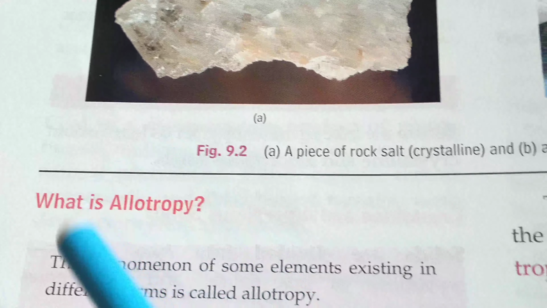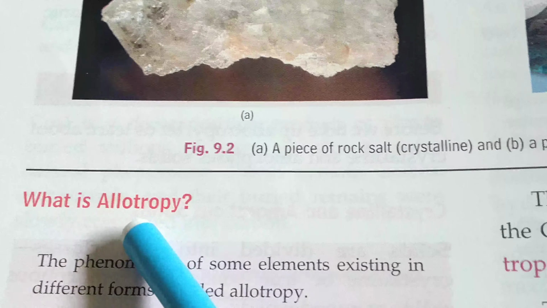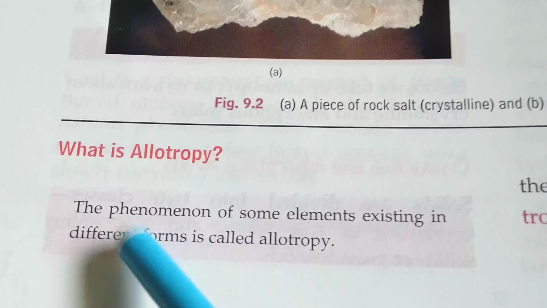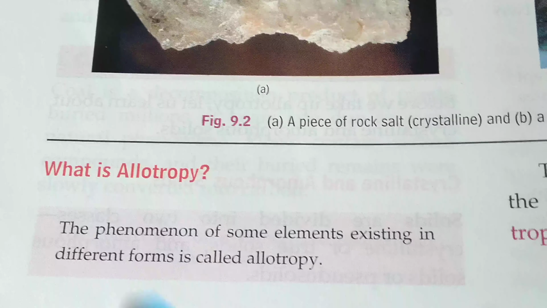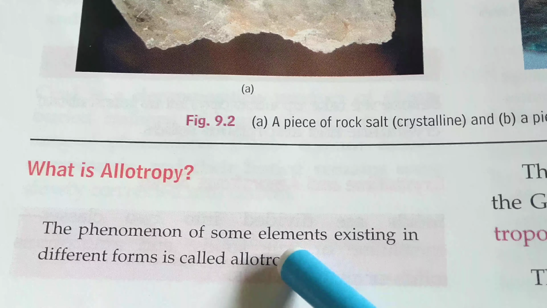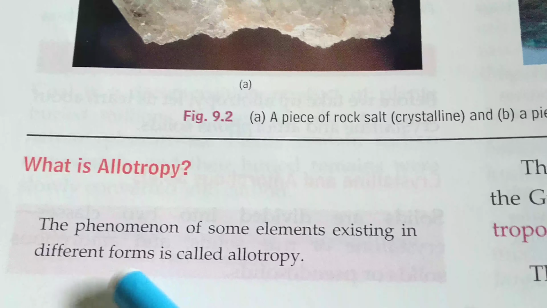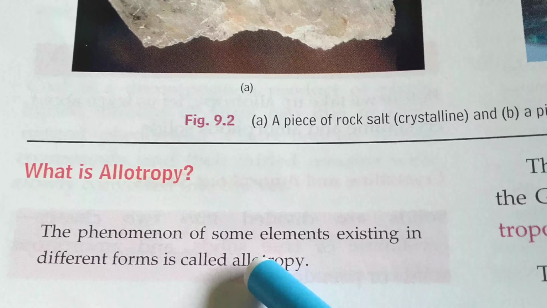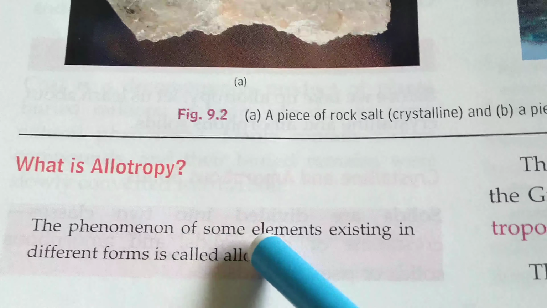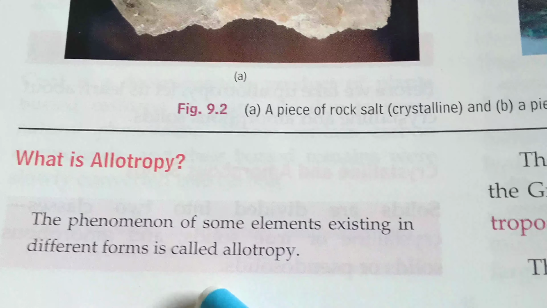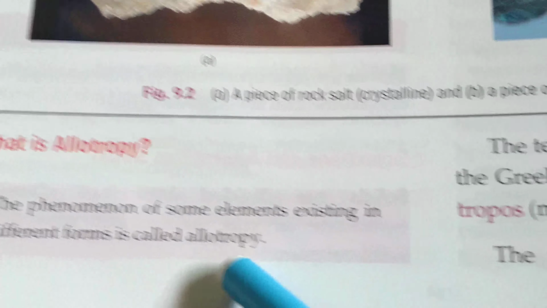Today, I will start from allotropy. Already, I have discussed it in the previous class. What is allotropy? The phenomenon of some elements existing in different forms is called allotropy. So, it is a kind of incident when an element exists in different forms. This property is known as allotropy.